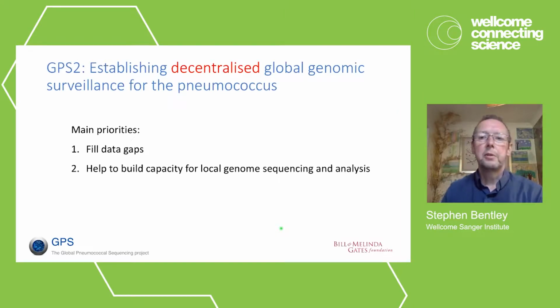So we're now, as I say, moving into the next phase, which we sometimes refer to as GPS2, and this is the title from the proposal, which was establishing decentralised global genomic surveillance for the pneumococcus. As I showed before, in the first phase, all of the sequencing was done at Sanger, but now we want to really push that out so that partners in their home countries can generate and analyse the data. So we have 2 main priorities in this next phase. One is to fill the data gaps, which I'll show you in a moment, and the other is helping to build capacity for local sequencing and analysis.